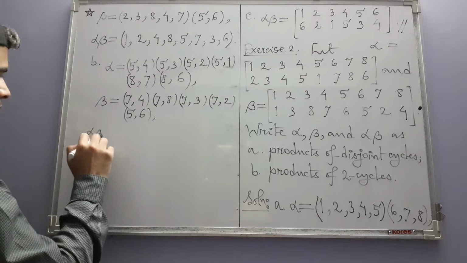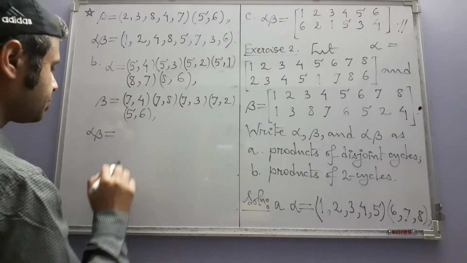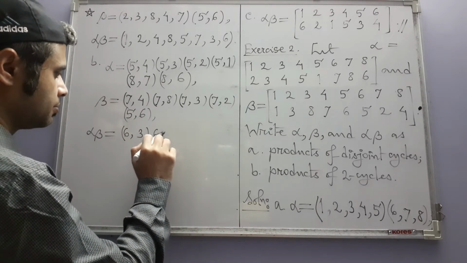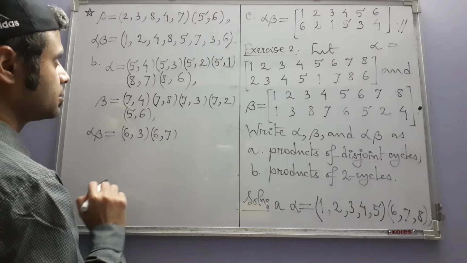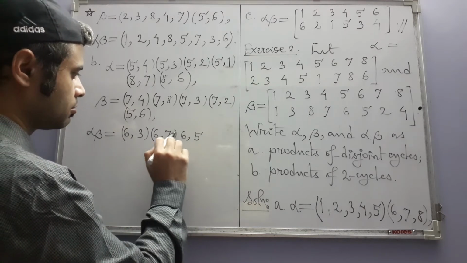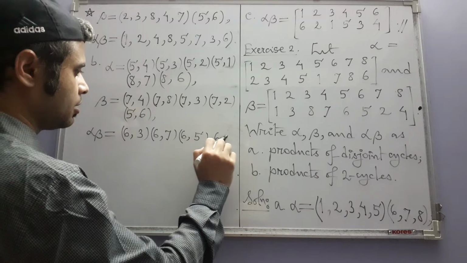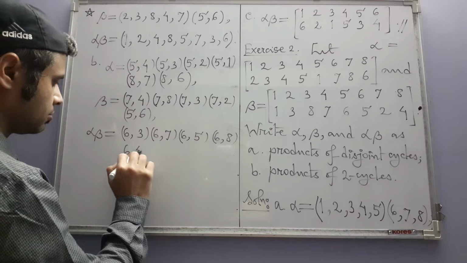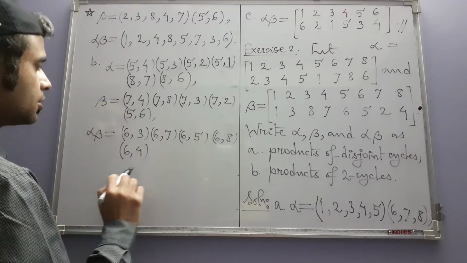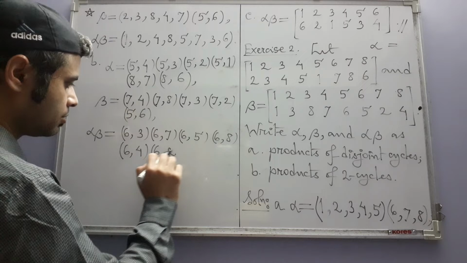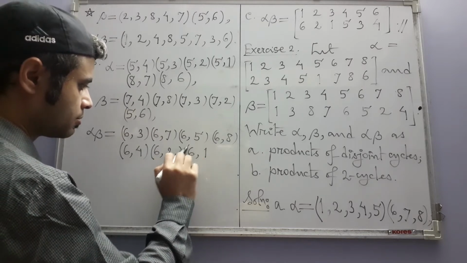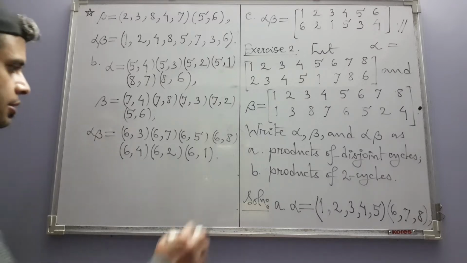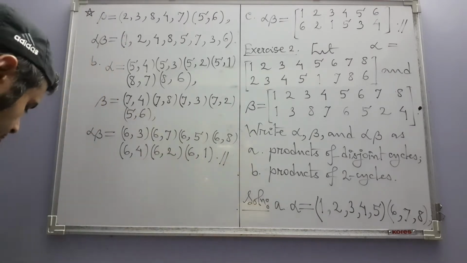And alpha beta: 6 3, 6 7, 6 5, 6 8, 6 4, 6 2, and 6 1. Okay, so this is the solution to the second one.